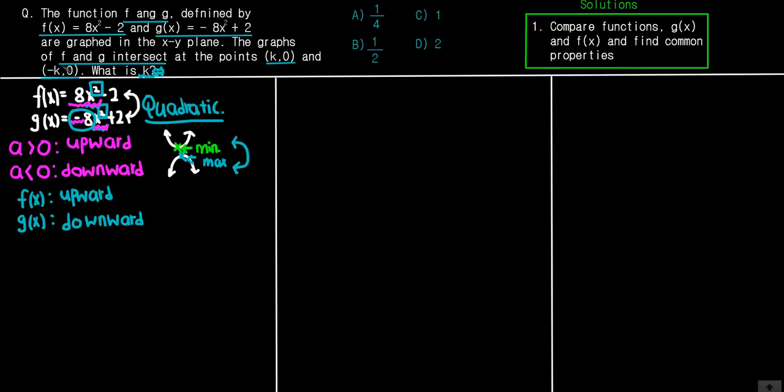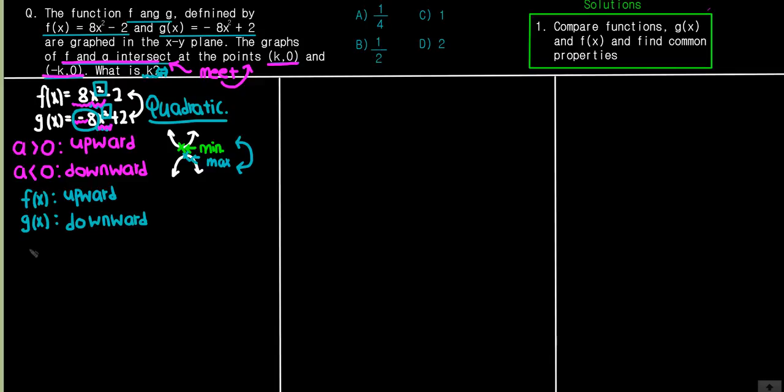In the question, it says both functions intersect at the points. Let's think about what intersect means. Intersect means the functions meet together. And they said the functions meet at the points (k, 0) and (negative k, 0). So let's think about the intersecting points, which are (k, 0) and (negative k, 0).